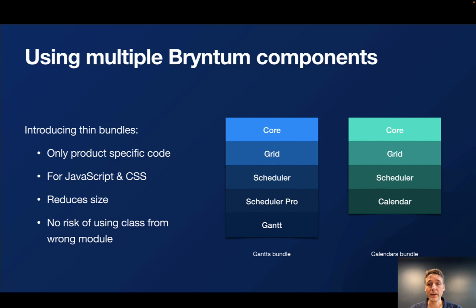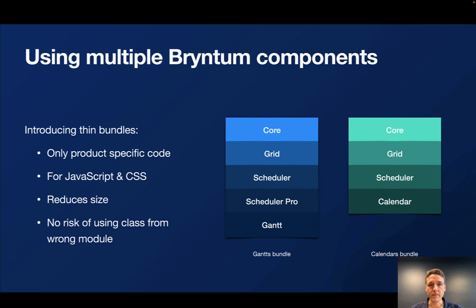So if you combine Gantt and Calendar using thin bundles, you will import Gantt from the Gantt bundle, Calendar from the Calendar bundle, and they will handle importing what they need from the other bundles. And in the end, that means that it will only download Core, Grid, and Scheduler once and not twice, which is a pretty big improvement. And the more products you combine, the more bandwidth you save.